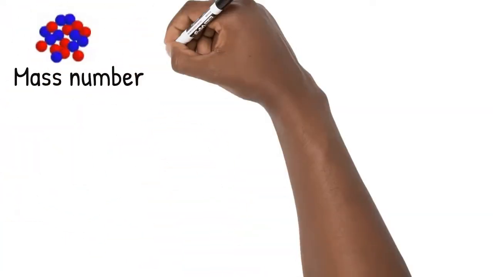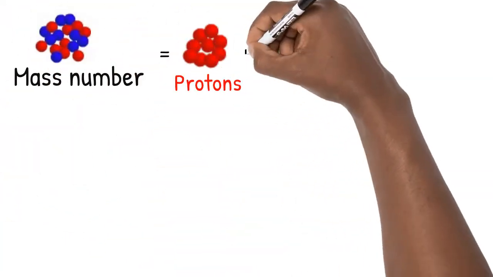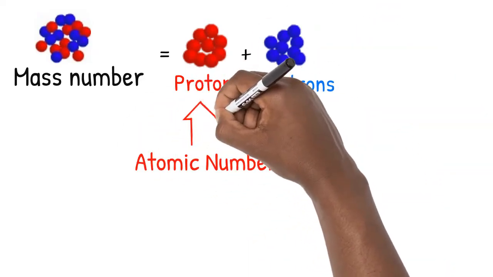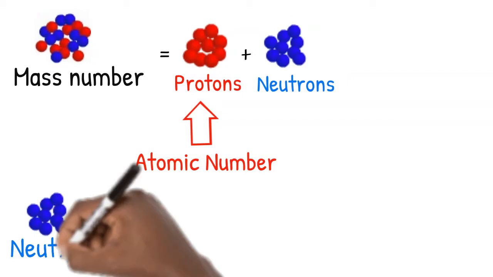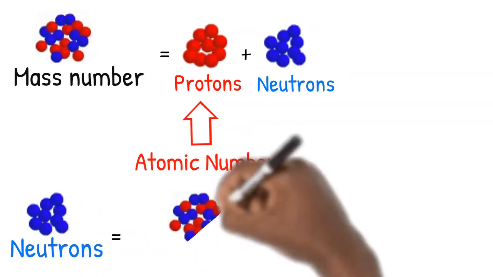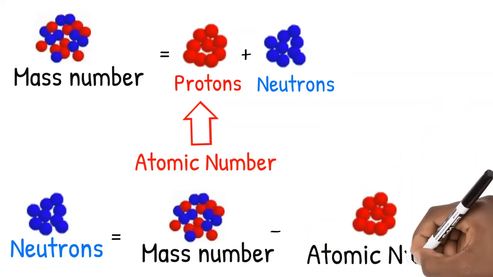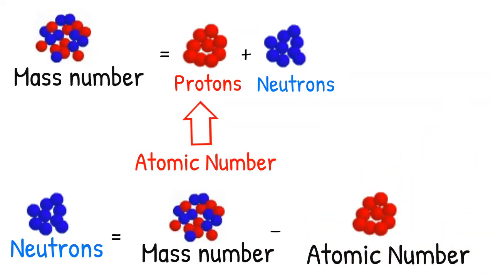So if the mass number equals the number of protons plus the number of neutrons, and the atomic number is simply the number of protons only, then the number of neutrons is simply the mass number, which is the protons and neutrons, minus the atomic number, which is just the protons. And it's important you learn this formula.